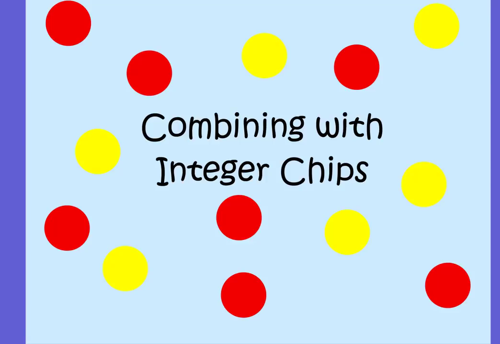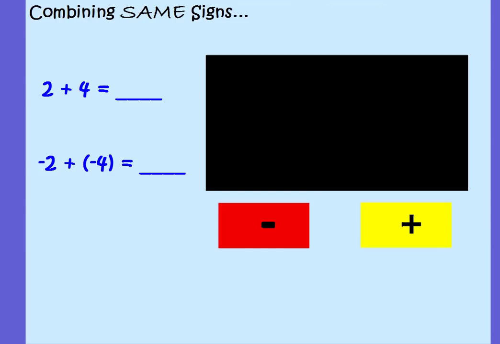Okay, in this video we are going to be combining integers using integer chips. You can see that these are the colored integer chips. The red represents negative integers and the yellow represents positive integers. Okay, so let's start with combining the same signs.